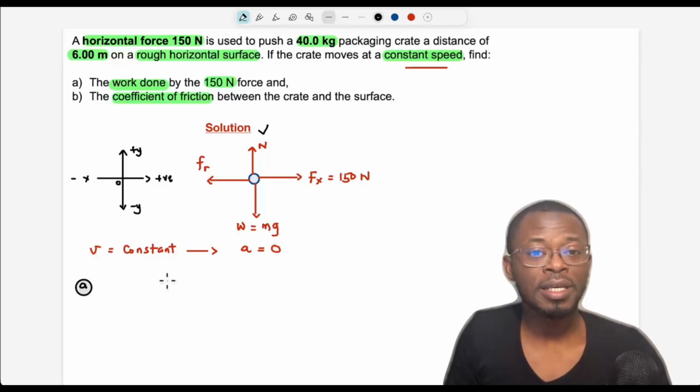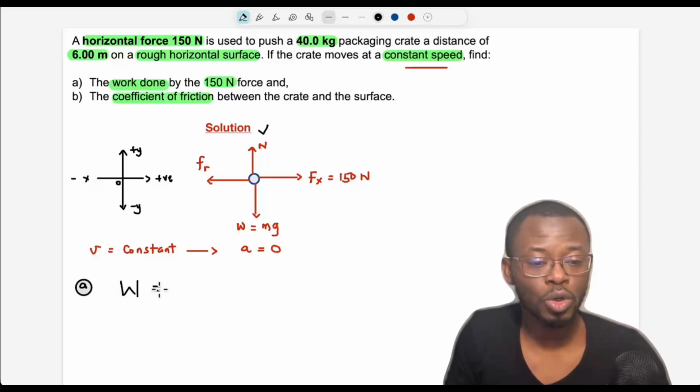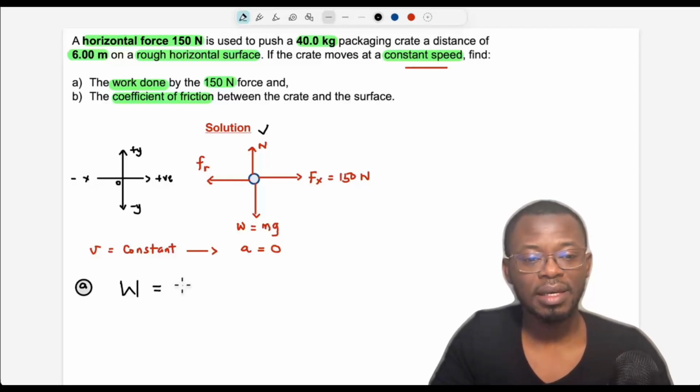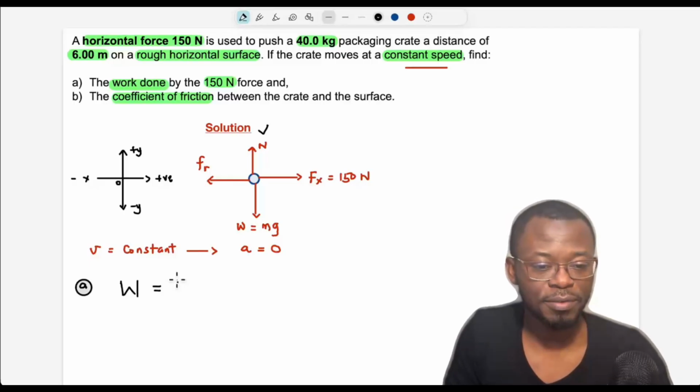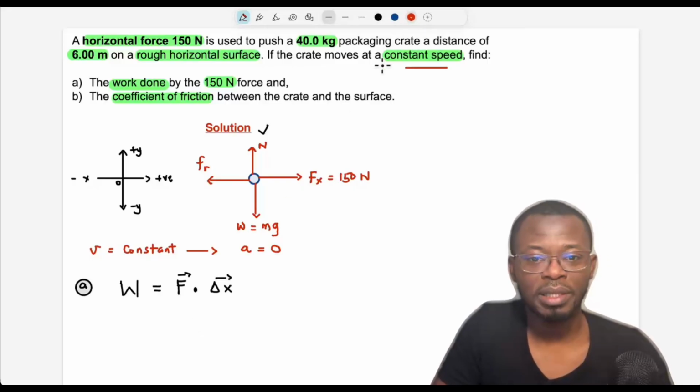So mathematically, we define work as the work done by a force is equal to the dot product of the applied force and the displacement. So we have the applied force, which is a vector, dot the displacement along the direction of the force, which is also a vector. Now let's do a quick review in mathematics.